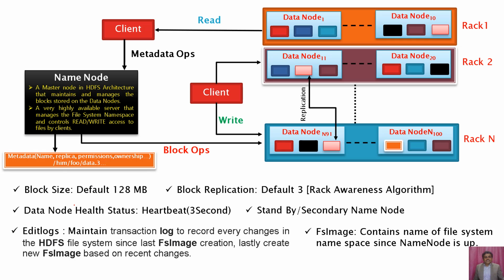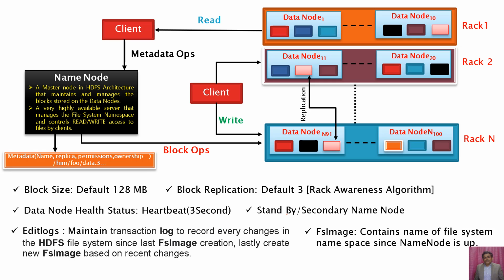The next is data node health status. Each data node sends a heartbeat to the name node every 3 seconds. If after a specific time the name node does not receive any heartbeat from a data node, it can be assumed that there might be some problem with the data node. So in case of failure, the name node assigns the designated task to some other data node.